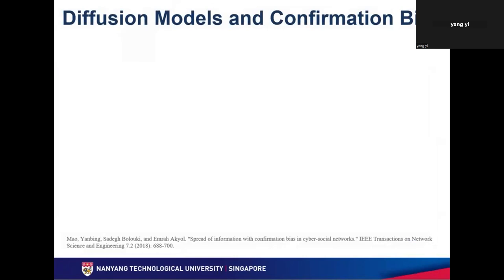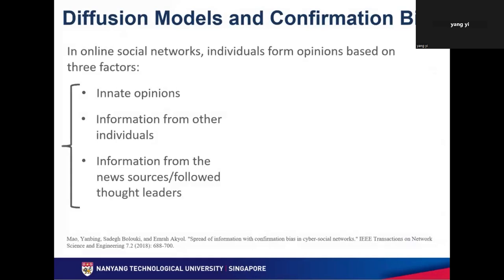Opinion dynamics is a process by which an individual's opinion spreads over time. But the difference between opinion dynamics and information diffusion is that opinion dynamics is more focused on human behavior: how individuals form opinions based on the information they receive and how such opinions spread over the network. In this paper, they propose that individuals form opinions based on three factors: their innate opinions, their original thinking, the information they receive from other individuals, and the information they receive from news sources or thought leaders.